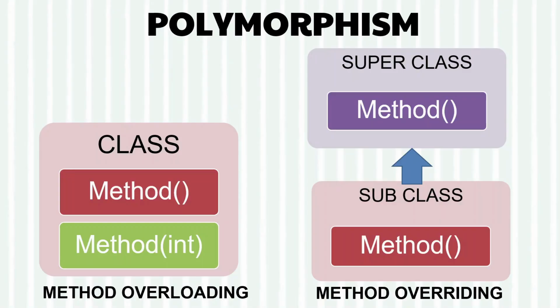Polymorphism. Now we will try to understand these two often confusing concepts, method overloading and method overriding, in polymorphism. Method overloading means defining multiple functions with the same name but different signatures in the same class. Method overriding occurs when we have a subclass and superclass. So here, a method in the subclass overrides the method in the superclass. Now we will see a few questions related to it.